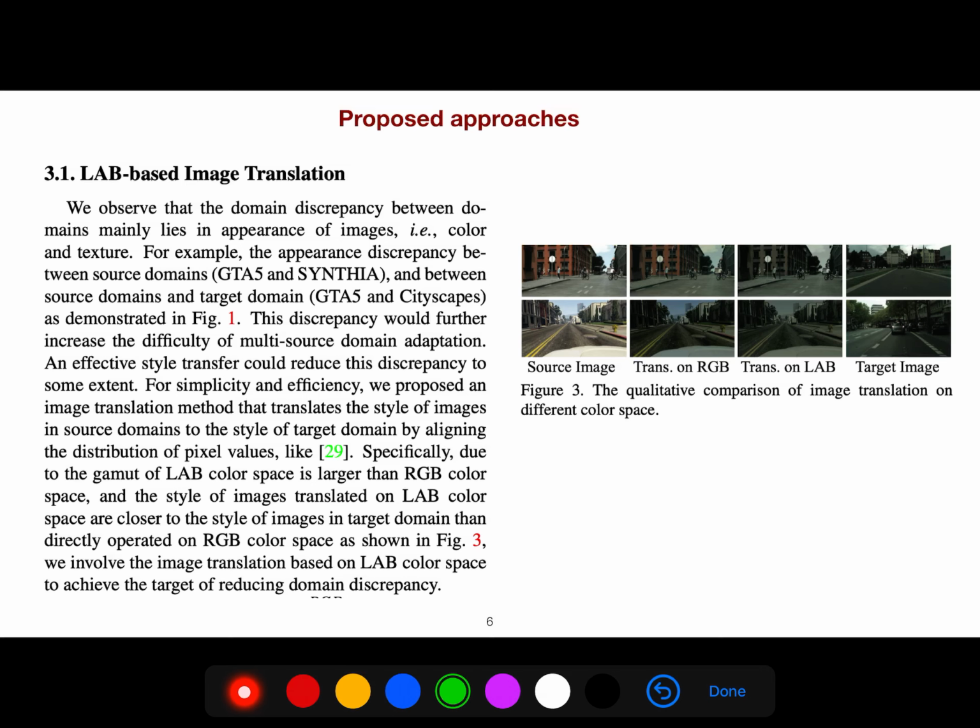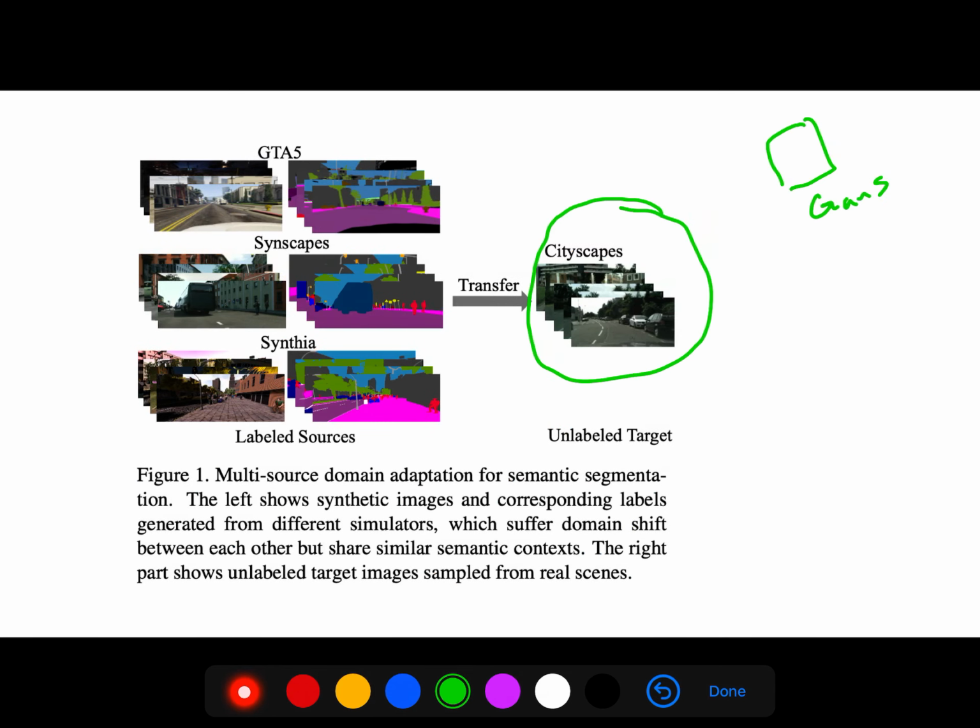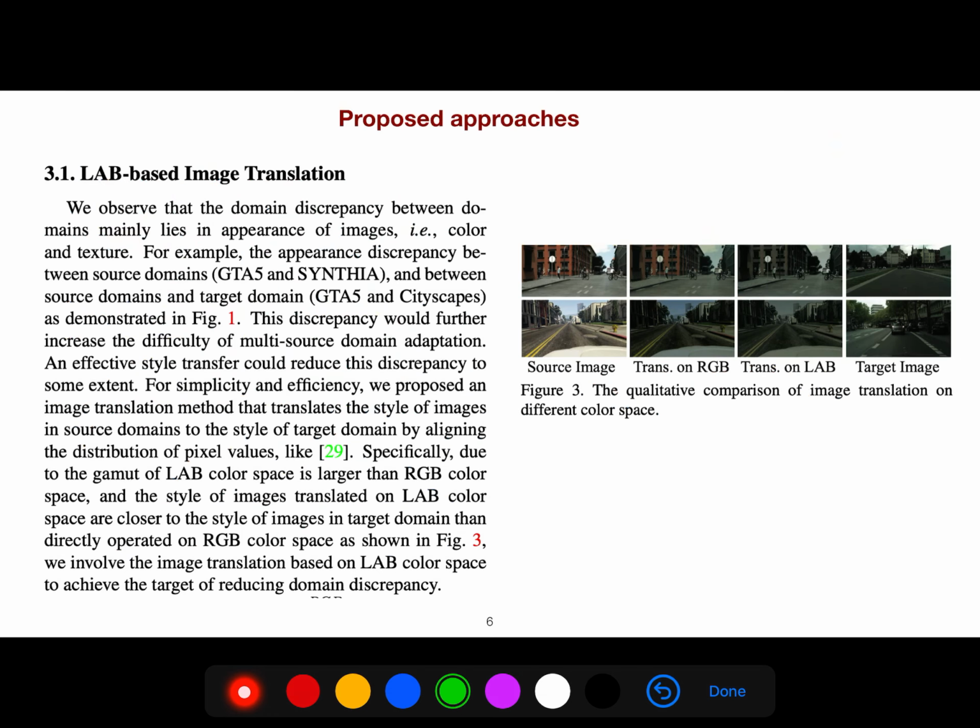We observe that the domain discrepancy between domains mainly lies in the appearance of images, color, and texture. For example, the appearance discrepancy between the two source domains, GTA 5 and SYNTHIA, and between source domain and target domain. You see them here in figure 1. So this discrepancy would further increase the difficulty of multi-source domain adaptation. An effective style transfer could reduce this discrepancy to some extent.